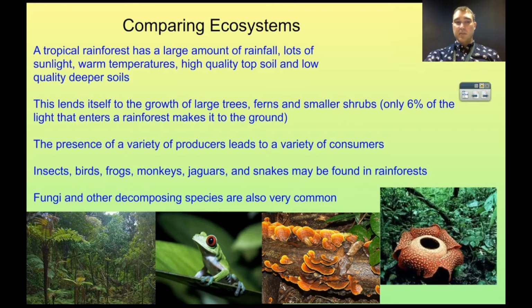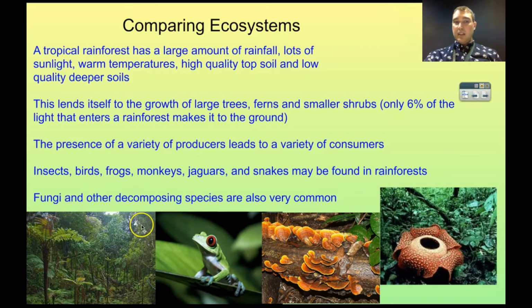You get ferns and smaller shrubs taking up some space down at the bottom levels of the rainforest. What this means is a lot of the light is sucked up by these plants, so only 6% of the light that shines on the rainforest makes its way down to the ground, depending on the type of rainforest, of course. Since there's a large variety of producers, we get a large variety of consumers as well. So insects, birds, frogs, monkeys, jaguars, snakes. Depending on where you're living in the world, you get a wide variety of consumers being present in your ecosystem.